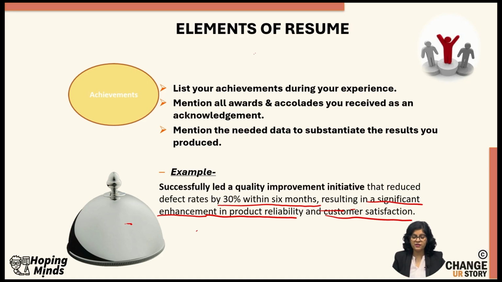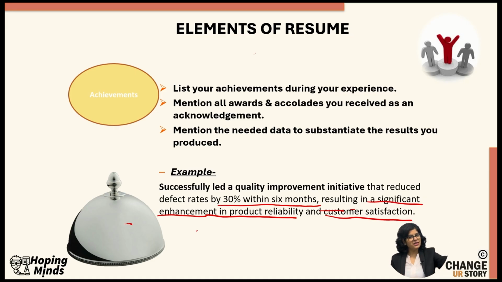Successfully led a quality improvement initiative. So it talks about what is the area? Quality improvement initiative. What was the result? Reduction in defect rates. Very important. You know, if somebody is in quality, defect is what you are dealing with, right? That is what your job is, to reduce, and you have done it successfully. Reduce those rates by 30% within 6 months.